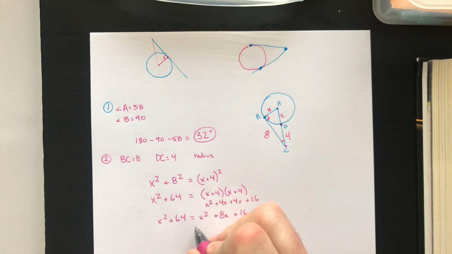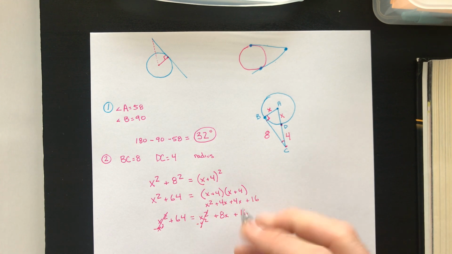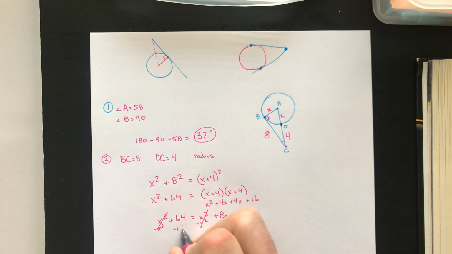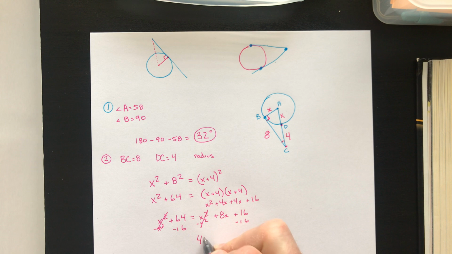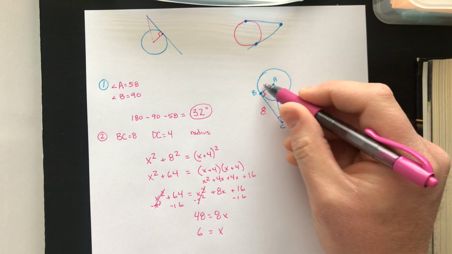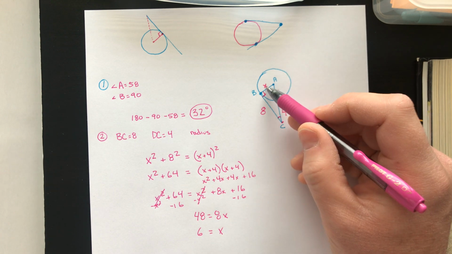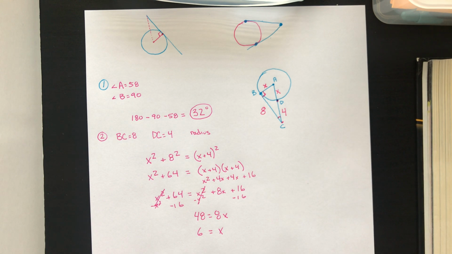The x squareds, if I subtract the x squared on both sides, these are going to cancel. All right? So I'm going to subtract 16 on both sides. And when I subtract 16, I get 48 is equal to 8x. And you divide by 8 on both sides. X is equal to 6. So I know that the radius, both of these line segments, are 6. And that would make sense because if I do the Pythagorean theorem, 6 squared plus 8 squared is equal to 10 squared. That's a Pythagorean triple.